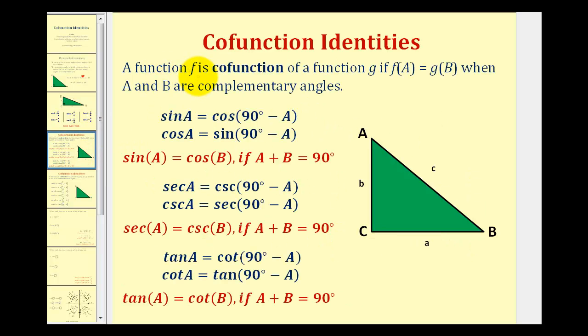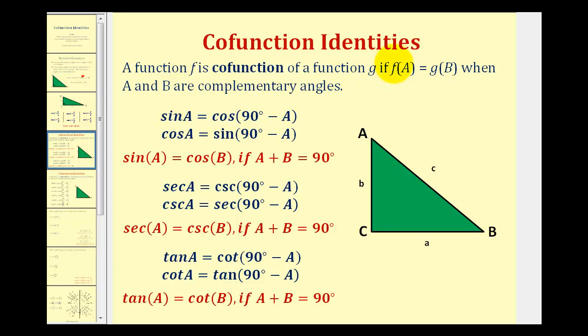A function f is a cofunction of a function g if f of A equals g of B when A and B are complementary angles. So function f and g are different functions, but they're equal to each other as long as angle A and angle B are complementary or have a sum of 90 degrees.